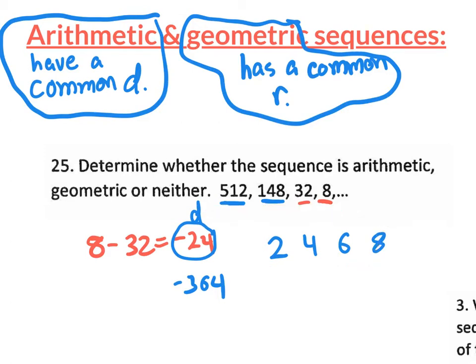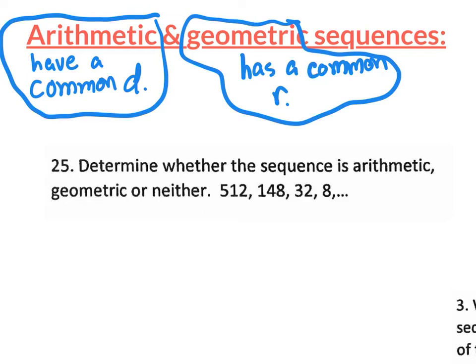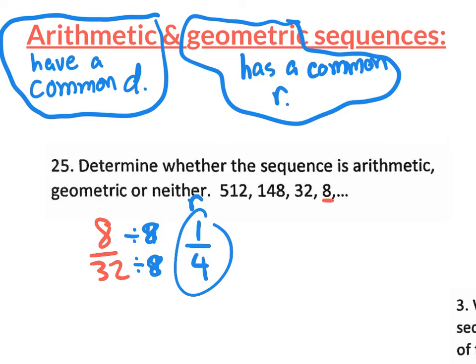So let me clear this up. The question is, does it have a common ratio? So again, for common ratio, we need to take a number and divide it by the previous number. So if I go 8 divided by 32, 8 divided by 32 on a calculator is 0.25. If you were to reduce it without a calculator, just reduce by 8. 8 divided by 8 is 1. 32 divided by 8 is 4. So the common ratio looks like it's 1/4, right?